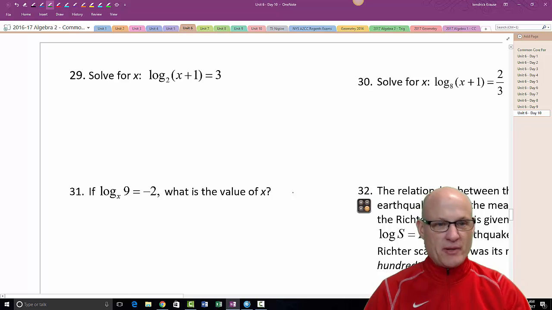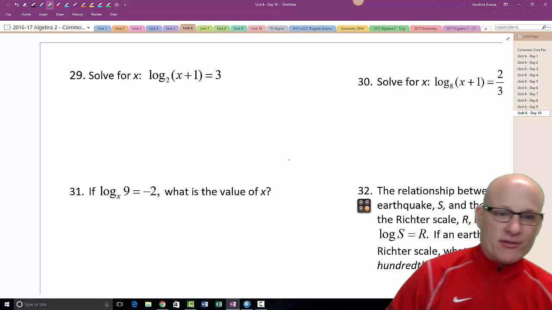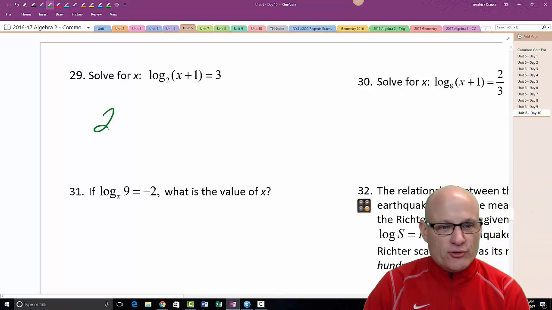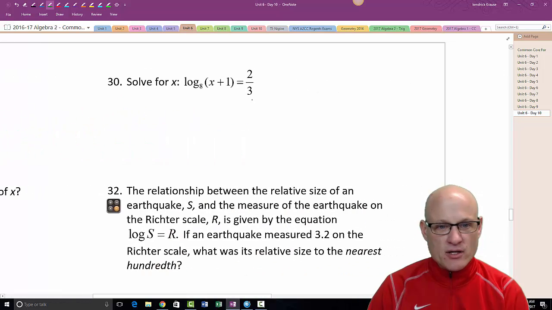Let's go. All right, here we go. 29. Only 2 pages left, kids, and we're like an hour into this thing. All right. Again, it's all about that base, so we'll just go flying through it. Base 2 cubed is equal to x plus 1. That's 8 is equal to x plus 1. I'm assuming you guys can figure out that x equals 7.